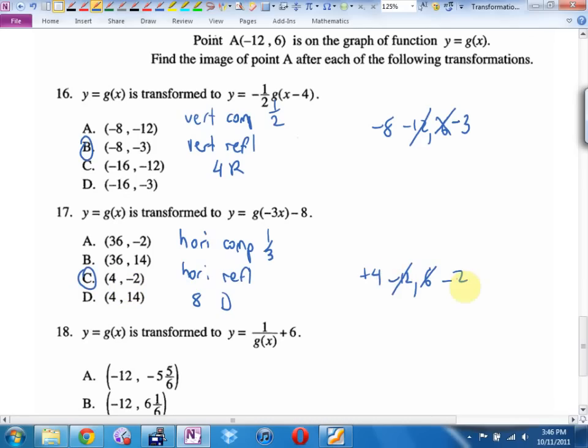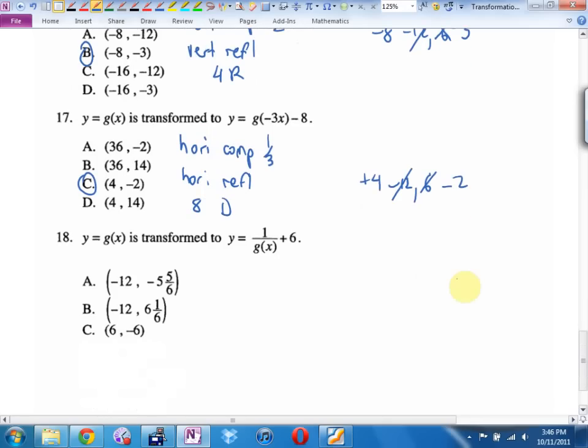So let's handle reciprocal with a twist for a single point. Again, the point was negative 12, 6. There's two things going on here, Alex. I see reciprocal, see it? And I see 6 up. Is it 6 up first and then reciprocal, or is it reciprocal first and then 6 up? Yeah, if I wanted you to do 6 up first, I would have written it this way. I would have put the plus 6 inside the reciprocal. 6 up, then reciprocal everything. That's not what this says.